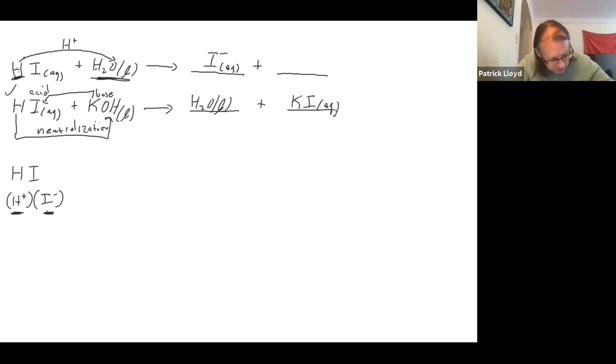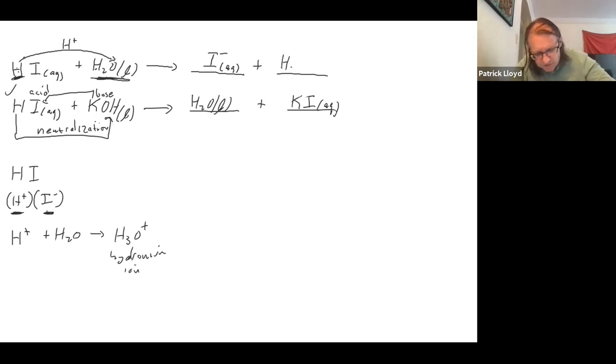So what does that mean? When you transfer an H plus to water, what you get is H3O plus, our hydronium ion. Okay, so the second product here, or first, depending on which order you want to put it in, would be H3O plus. If something is charged, it's aqueous. Okay, so H3O plus, because it has a positive charge, would be aqueous. I minus, because it's negatively charged, it would also be aqueous. Okay, so those are both aqueous.